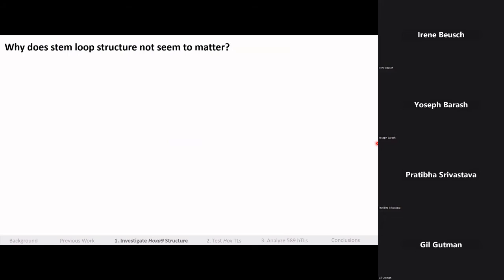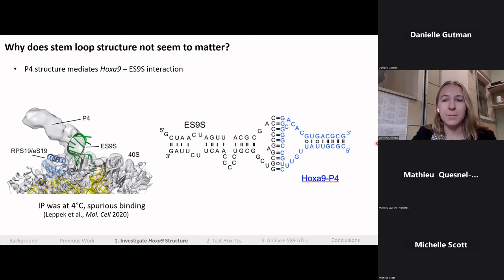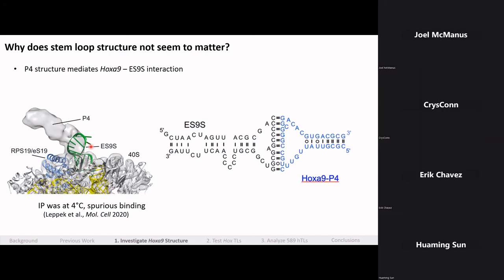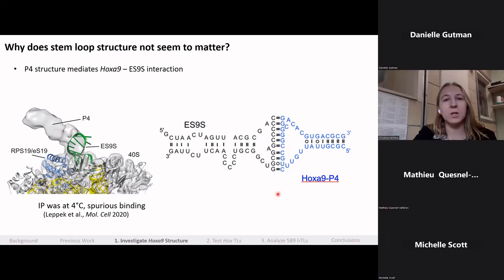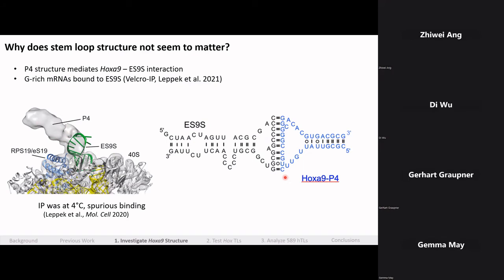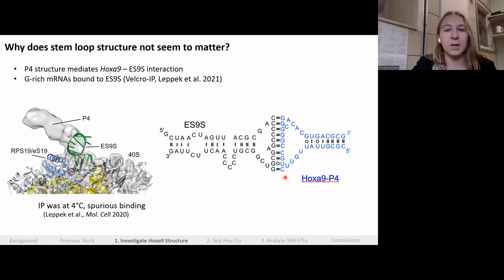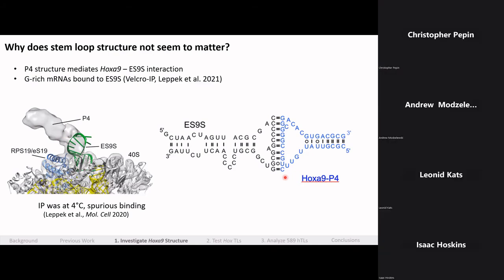So over COVID, we were reading the cryo-EM paper, and we noticed that this HOXA9 P4 loop interacts with this expansion segment in a kind of kissing loop formation. Looking more into this structure, we saw that the HOXA9 P4 region, highlighted in blue, has a G-rich segment. That would match what was identified via Velcro IP, where G-rich mRNAs had propensity to bind to the ES9S expansion segment.